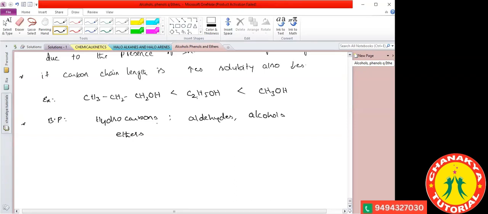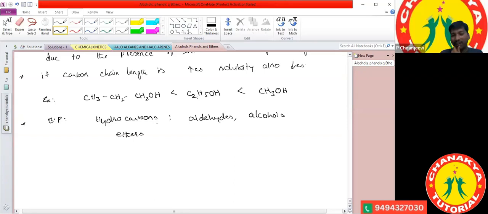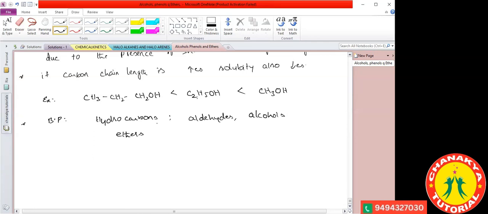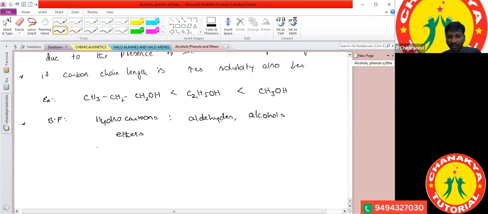Sir, alcohols have the highest boiling point. After that, ethers or aldehydes? Alcohols is correct. Then aldehydes, ethers, and then hydrocarbons. Very good, Samhita. So the highest boiling point is for alcohols. After that aldehydes, after that ethers, and after that hydrocarbons.